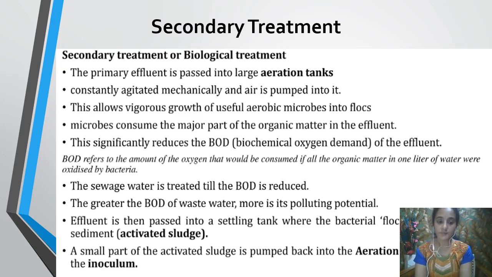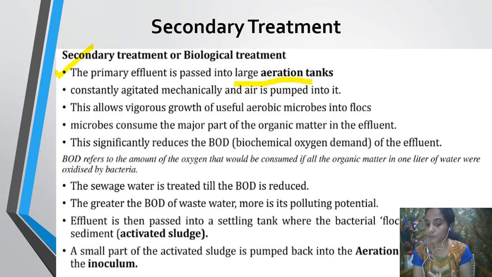So the first step is the primary effluent that has been collected from the which one? Primary treatment, that is taken into the secondary treatment, and it is put into a large aeration tank. So what is the meaning of aeration tank? Where we are pumping air and agitating it continuously. Agitating means you are continuously stirring it, so that will allow the vigorous growth of the microorganisms. And this is the aeration tank.